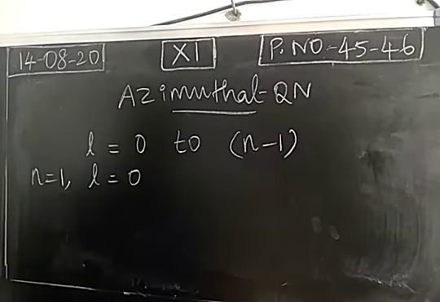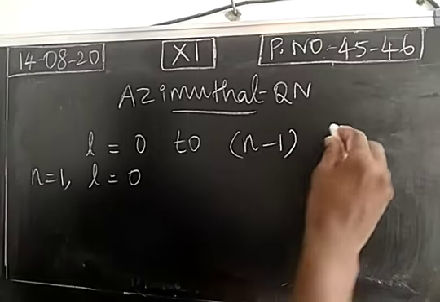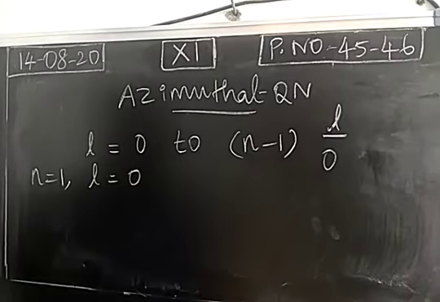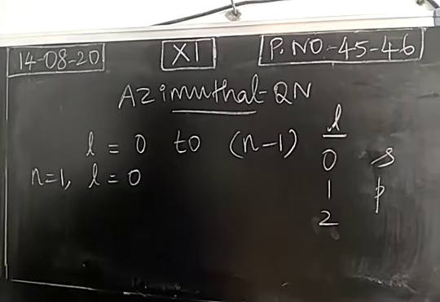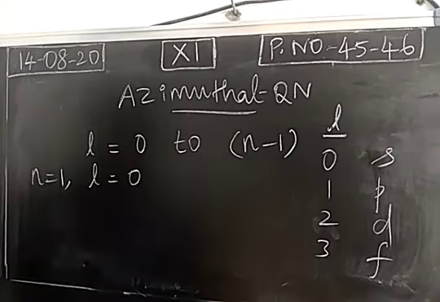What is the role of azimuthal quantum number? It represents the subshell. We know that around the nucleus there are orbits. In that orbit we have subshells, right? Shell means K, L, M, N, the first shell, second shell, third shell and so on. In each shell we have subshells. So the azimuthal quantum number tells the subshell. L value 0 means the subshell is s. L value 1, the subshell is p. L value 2, subshell is d. L value 3 means subshell is f.